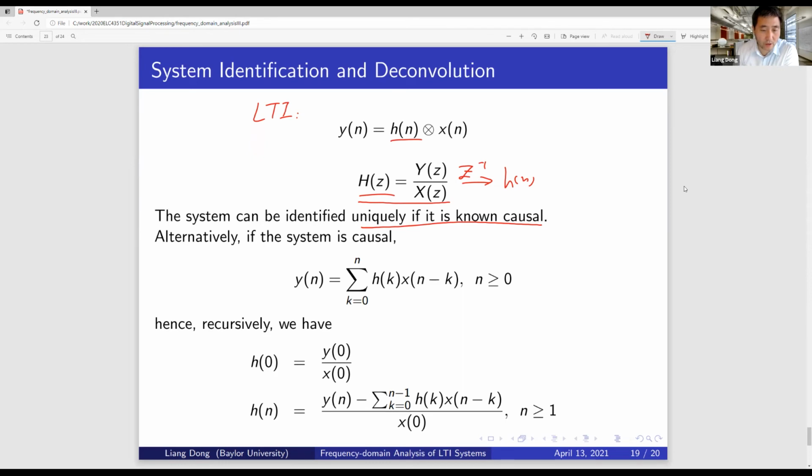Alternatively, if the system is causal, we can also work it out in the time domain. If the system is causal, then y[n], the convolution, can be written in this form, where k is starting from 0. Then we can find those little h's using a recursive format, or iteratively. So we have h[0] is y[0] over x[0]. Then for h[n], when n is greater than or equal to 1, we can use the bottom line, this iterative update, to find all these h[n].